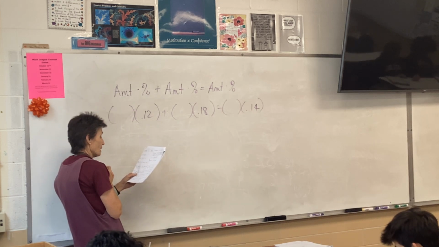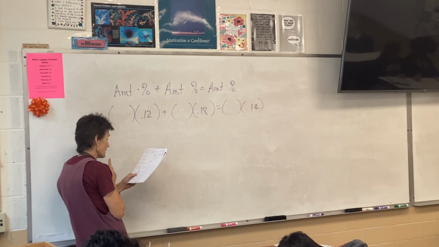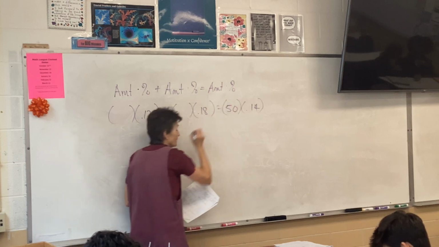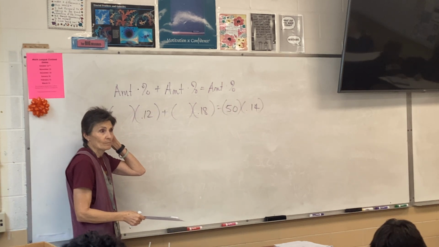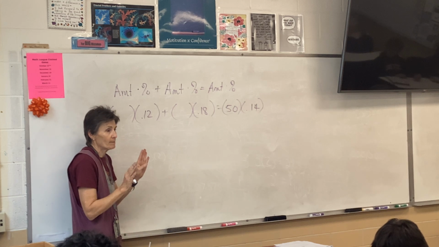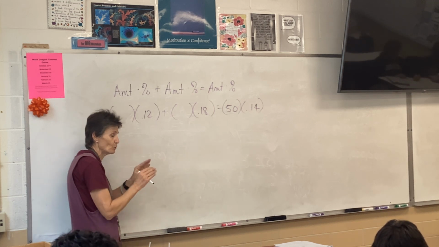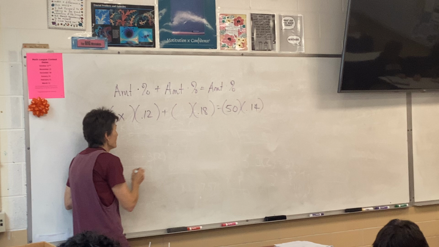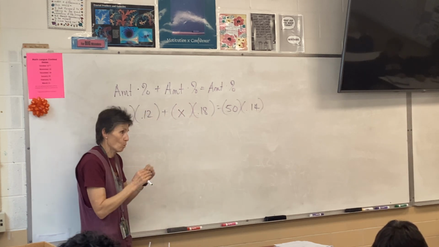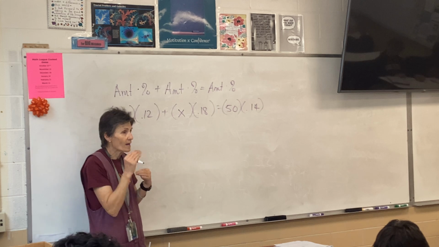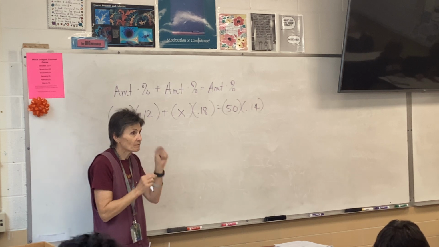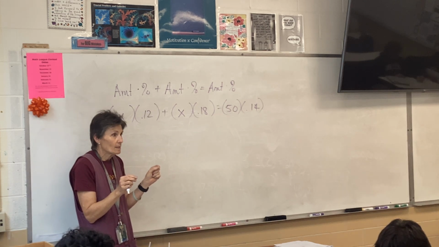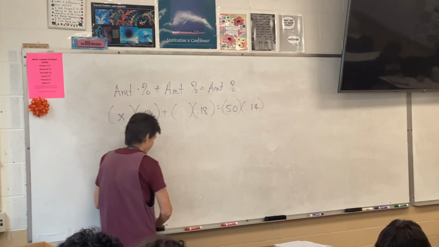Here we go. Some 12% and some 18% are mixed to get 50 gallons of 14%. Now, you guys listen, because this is what sometimes we do, and it's wrong. Some X mixed with some X. No, because if you call them both X, then they have to be the same amount. And do I know that they're the same amount? I have no idea. So I can call one of them X.